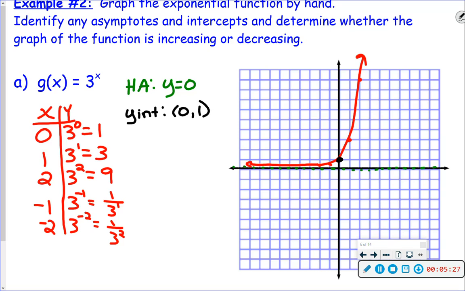And increasing or decreasing, this is a flashback to the first chapter. We're going to analyze our graph left to right. As I start out here to the left and follow to the right, I see it is rising, so it is increasing. Always analyze the graph left to right. Got it. Let's take a look at a couple other graphs here today.